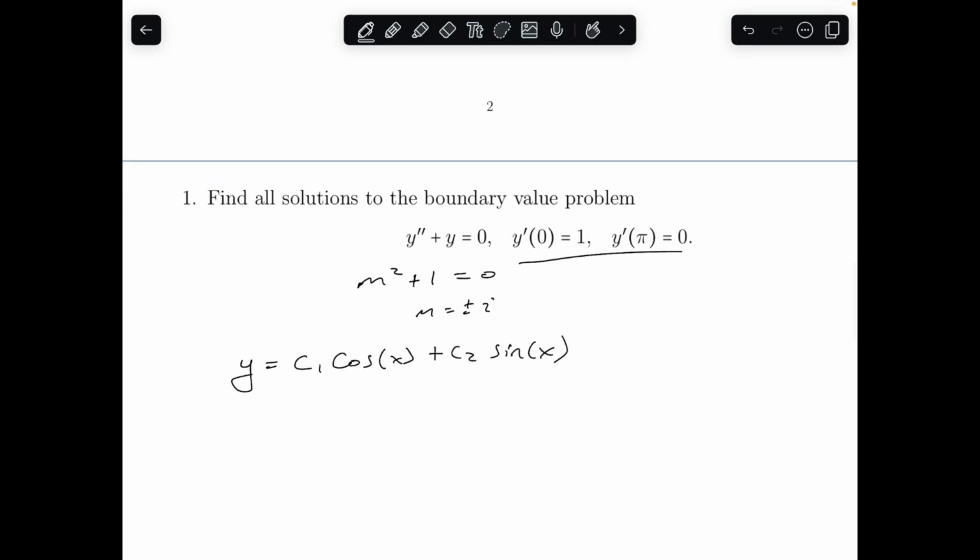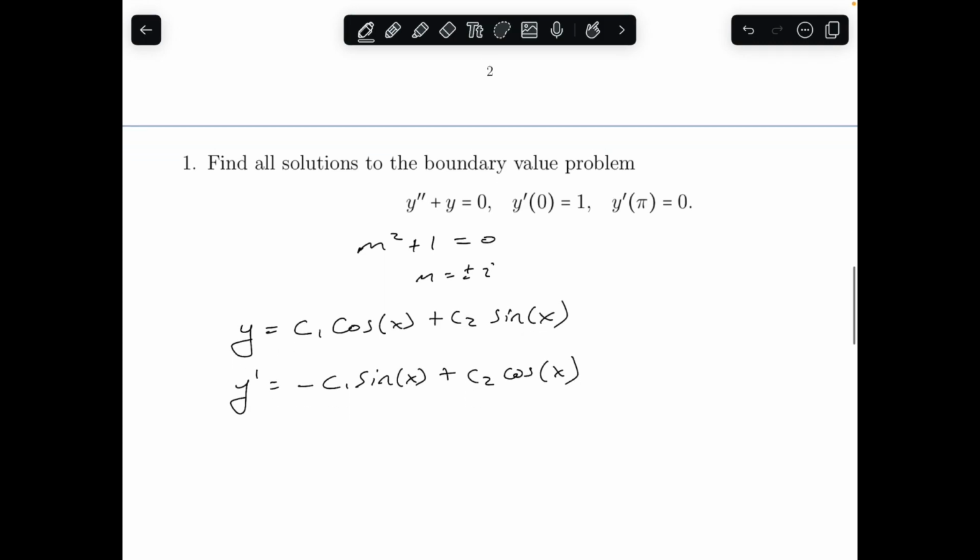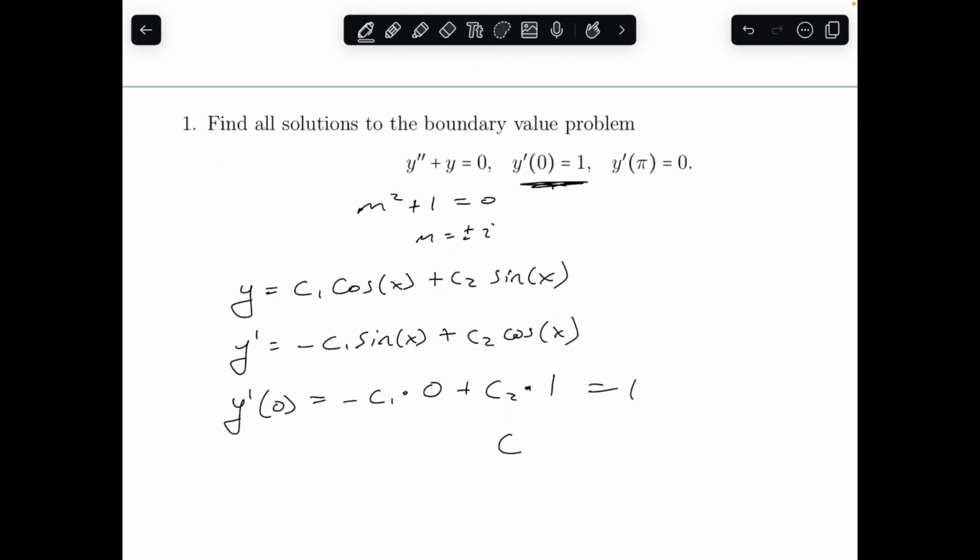We need to plug in these boundary values, which involve y prime. So we'll start by taking that derivative and then plugging in our values to determine what c1 and c2 should be. So y prime of 0, this is negative c1 times sine of 0, which is 0, and then c2 times cosine of 0, which is 1, and this has to equal 1, and so we get that c2 is equal to 1.